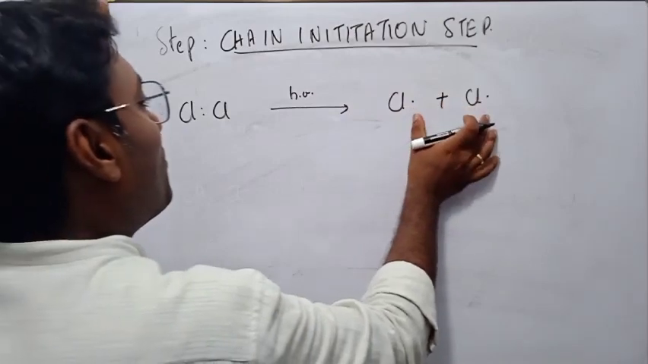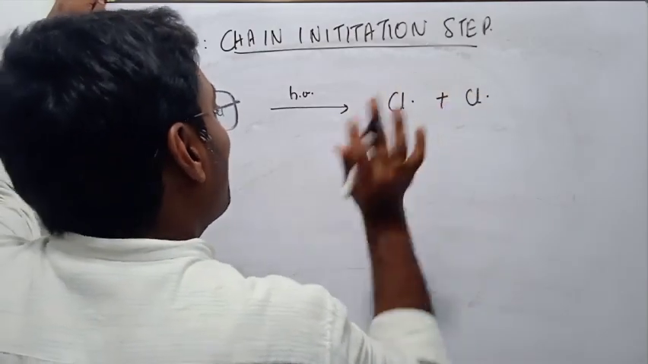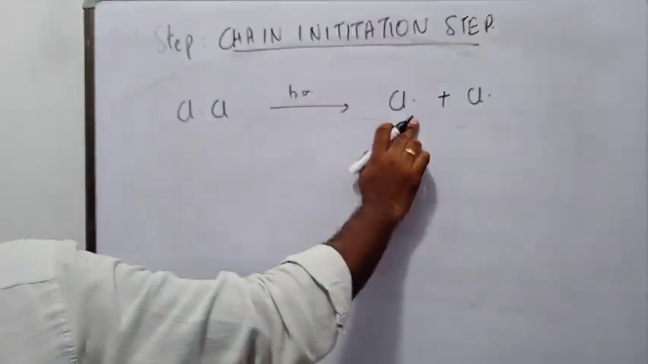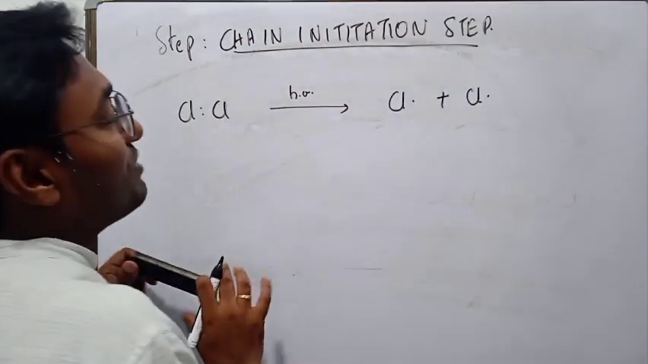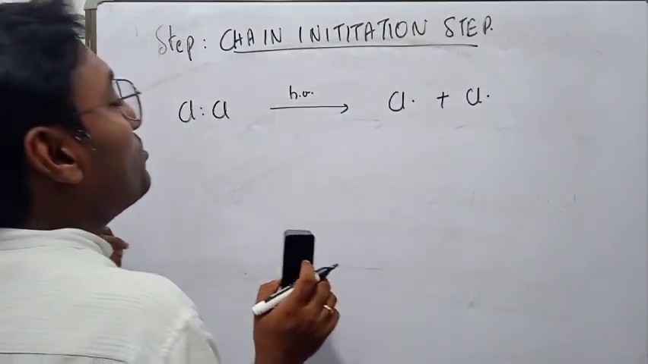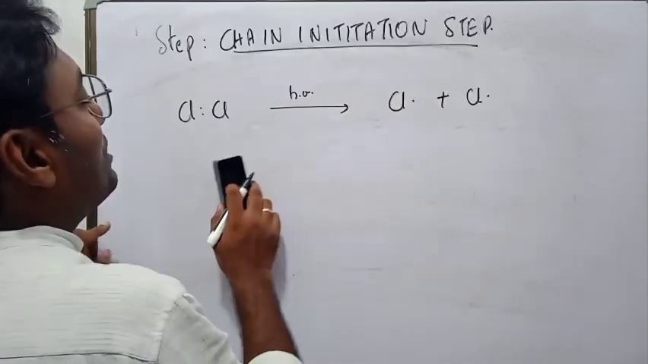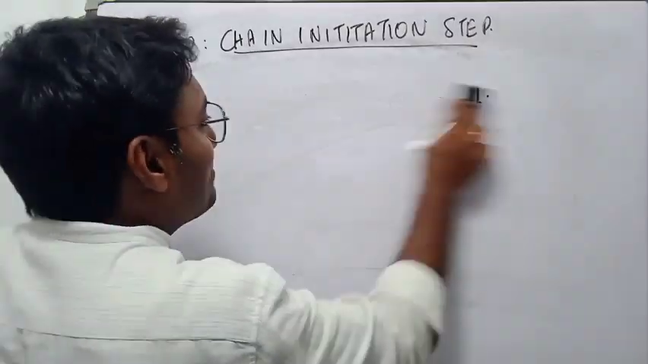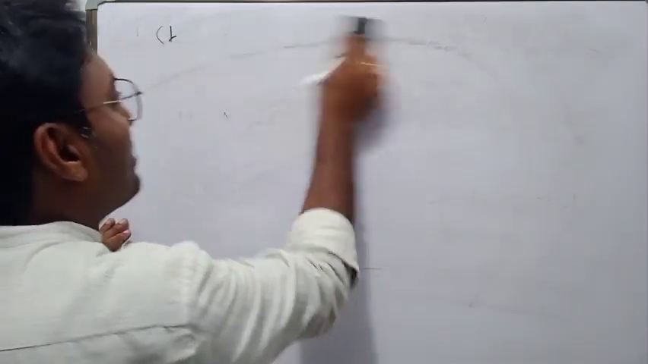So now a free radical has formed. Now this free radical is the most reactive entity in organic chemistry. It is more reactive than an ion. So it won't leave whatever is before it, it would try to take an electron from that. Okay.